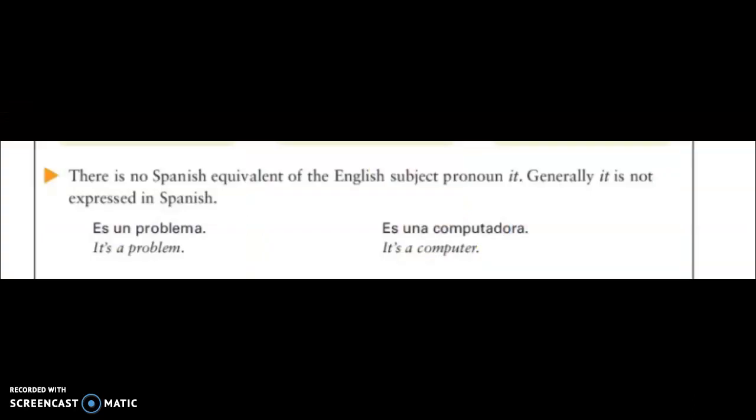One last important thing to note is there is no Spanish equivalent of the English subject pronoun it. Generally, it is not expressed in Spanish. It's just baked in or embedded. Es un problema. Es una computadora. So you wouldn't say it's.